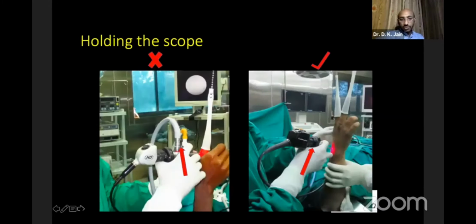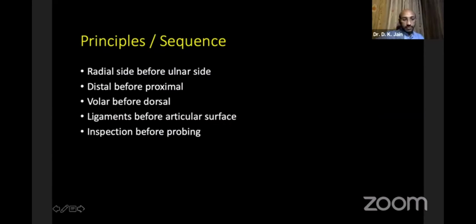So holding the scope, which was already mentioned, try to hold it like a gun and place your camera on your first web space like this, with your finger directly resting on the patient's skin. This is the correct way. Some of the principles: you follow one of these sequences, whichever is comfortable, but you have a sequence so that you visualize easily and don't miss any of them. Radial side before the ulnar side, distal before the proximal, the volar side before the dorsal, ligaments before the articular surfaces, and inspection before probing.